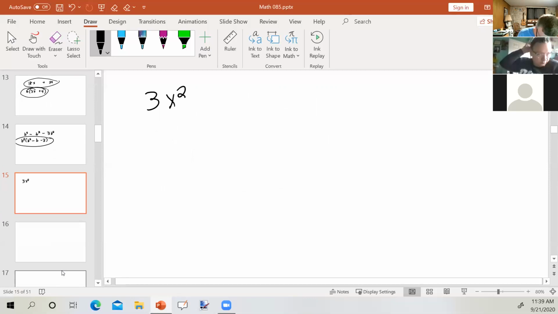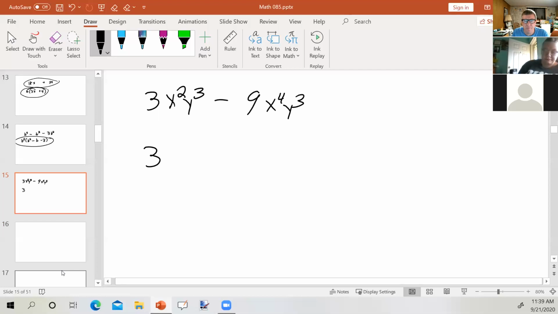3x squared y cubed minus 9x to the 4th y cubed. So again, it says take out or factor out the greatest common factor. So looking at the coefficients of 3 and 9, I could take out a 3. Looking at the x squared and the x to the 4th, I could take out x squared. And looking at y cubed and y cubed, I can take out y cubed. So then I've got to have this.